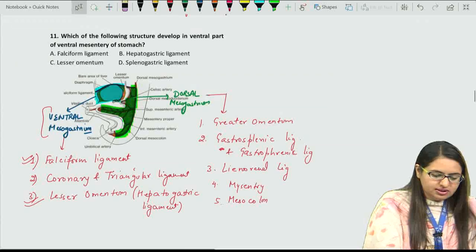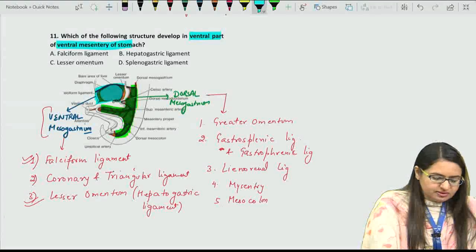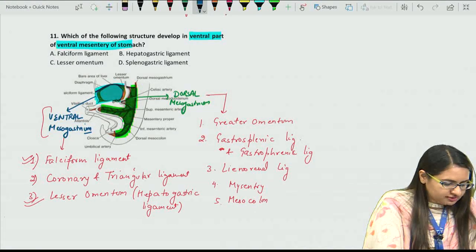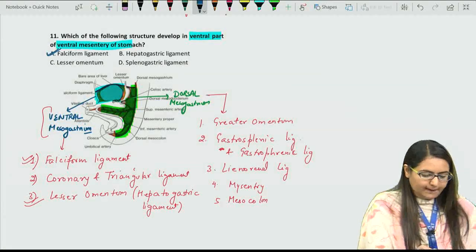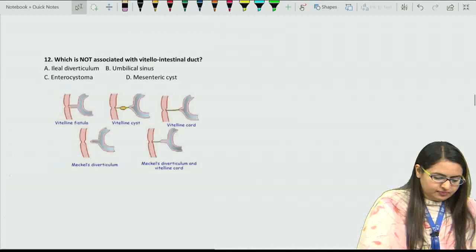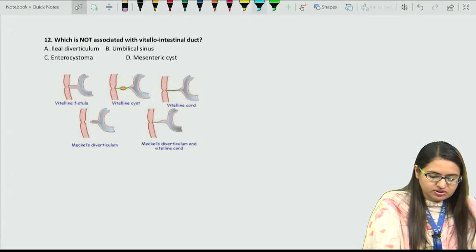And if we see in this, the structure which is derived from ventral part of ventral mesentery, that is the falciform ligament, as we have discussed. So the answer for this question is the falciform ligament. Now the next question, it says that which of the structure is not associated with the vitellointestinal duct.